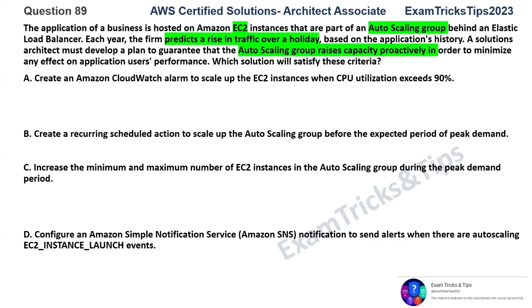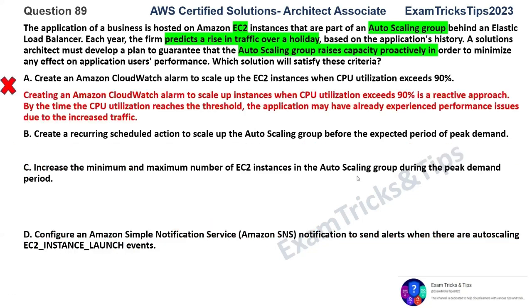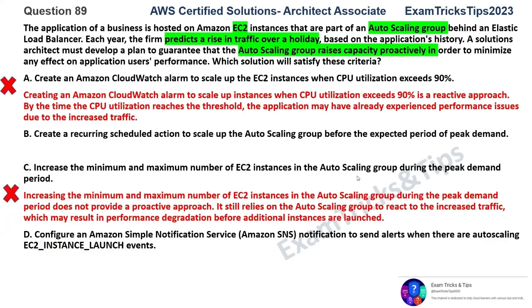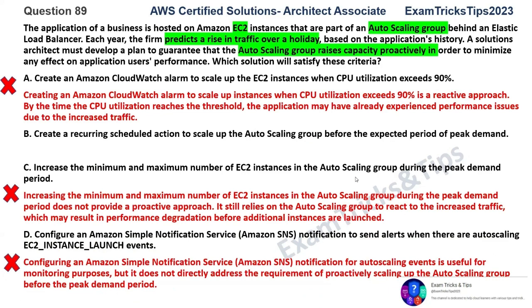That leaves us with option B. So option A is incorrect. Option C is incorrect. Option D is incorrect based on what we just discussed. So that leaves us with option B. It says, let's create a recurring scheduled action to scale up the auto scaling group before the expected period of peak demand. And that appears to be the correct answer because we know when this is going to happen.